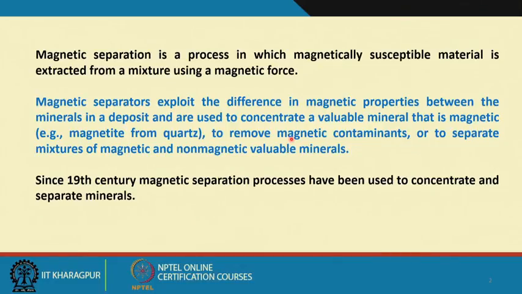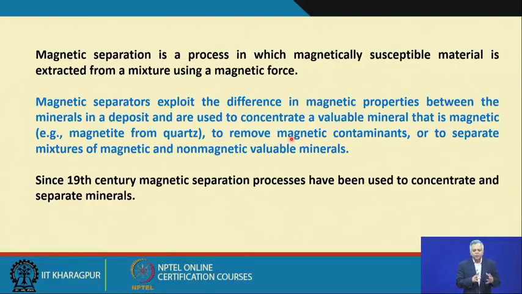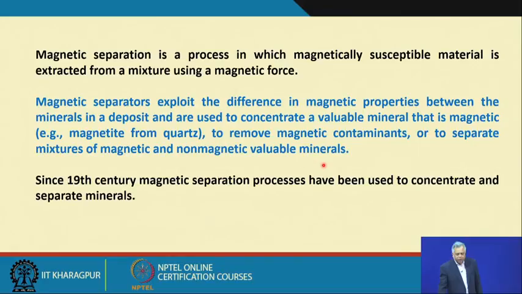Now, it can also be used for removing magnetic contaminants. When you are getting mined rock, it may have some broken pieces of machines which are metallic. There we can use a magnetic field to take them out to save our equipment, because the equipment may be damaged by those metallic materials, which are much harder than the rock. Or it can be used to separate mixtures of magnetic and non-magnetic valuable minerals. There are instances where you can have a mixture of valuable minerals, some magnetic, some non-magnetic. There also we can separate them.